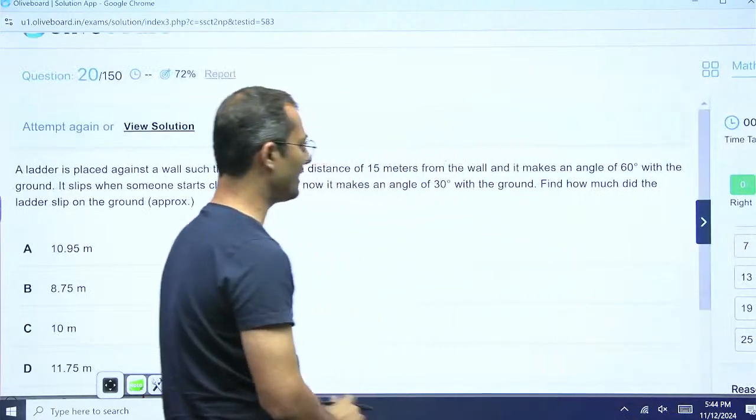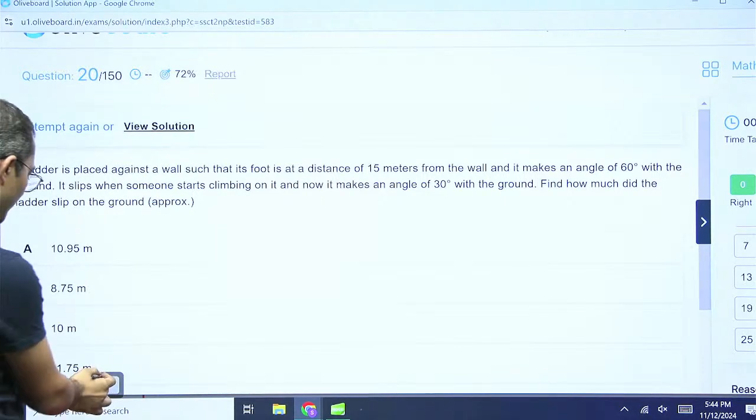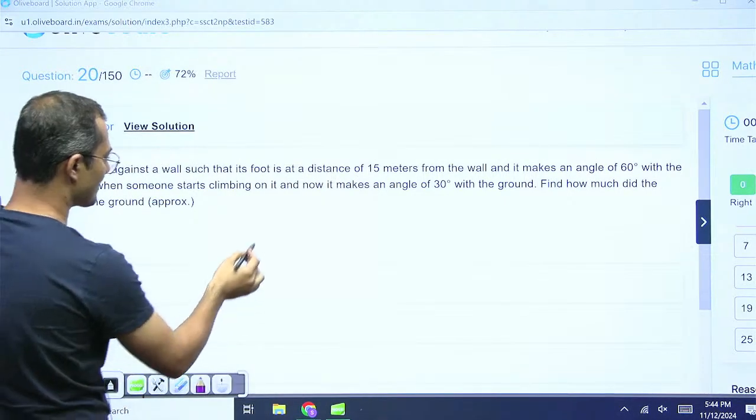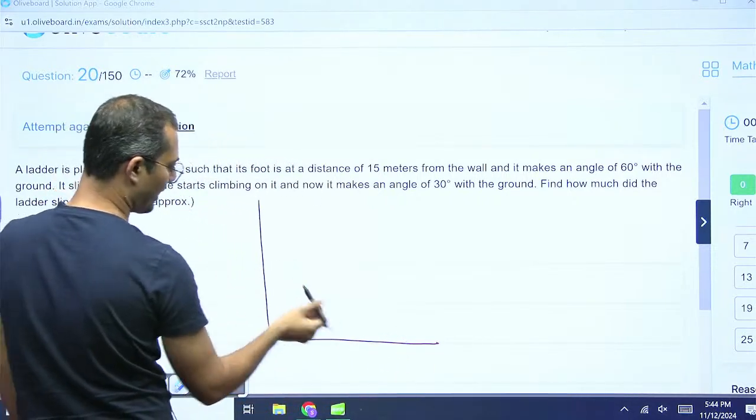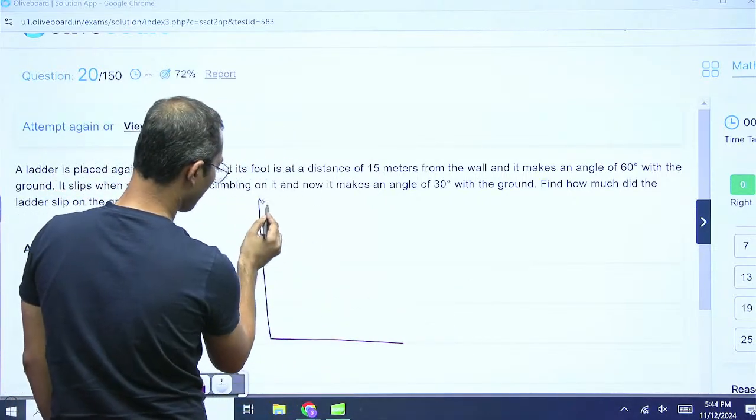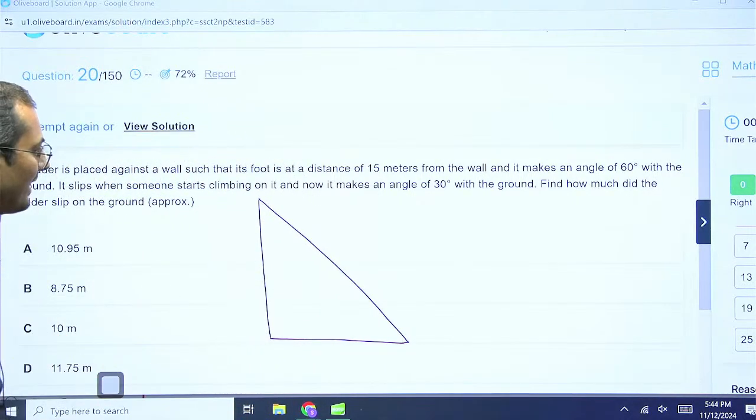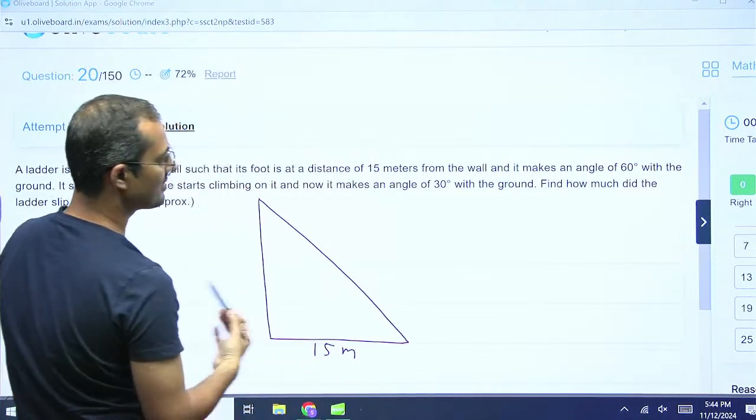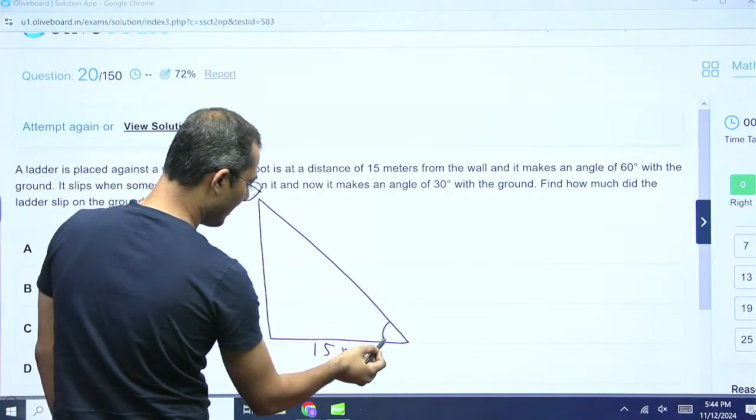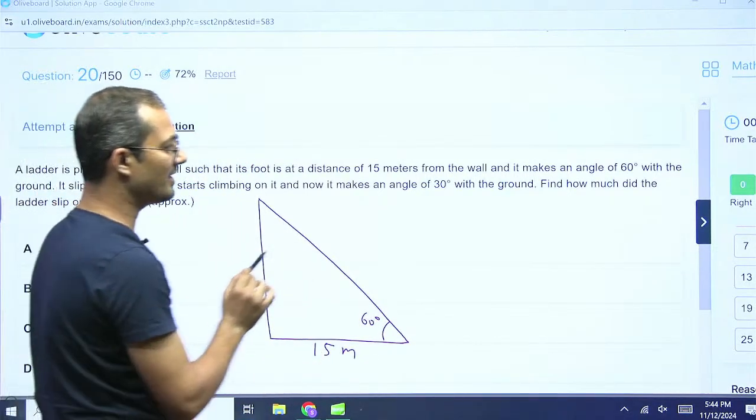Tell me what is the right answer for this question. See, a ladder is placed against a wall. This is the wall, right? We are placing the ladder now at a distance of 15 meters. It makes a 60-degree angle. Now tell me what is the length of the ladder. Just reading the question till now.